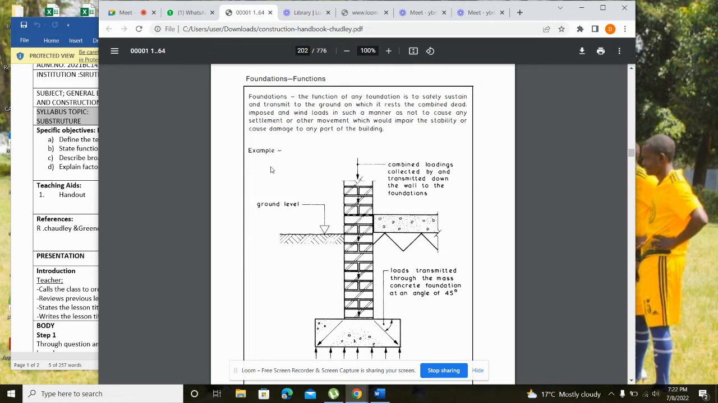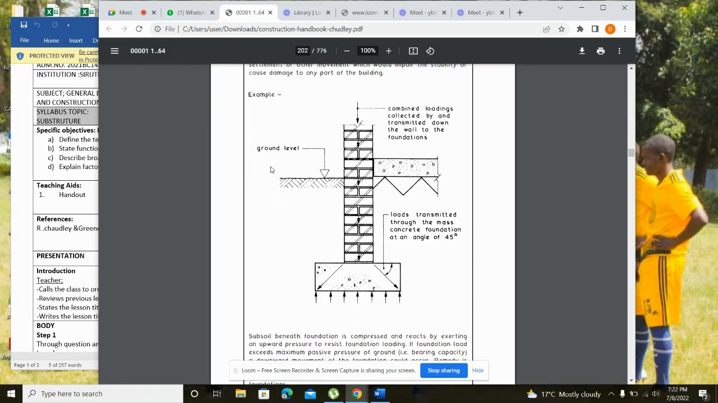So another one we have is the live loads. So live loads are like human beings. Are we together? Yes. Those are things that are alive. Then we also talked about the broad classification of foundation.